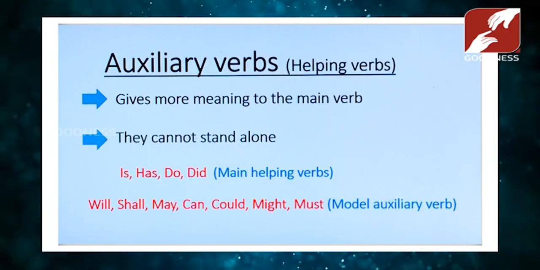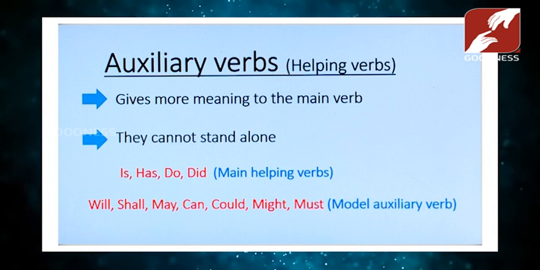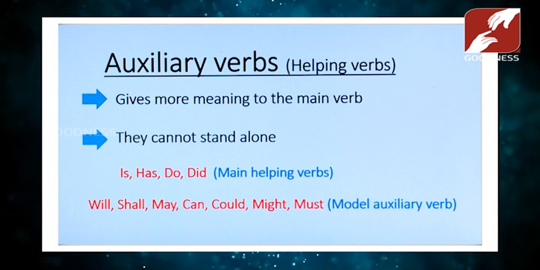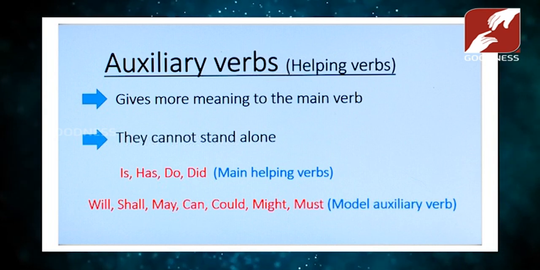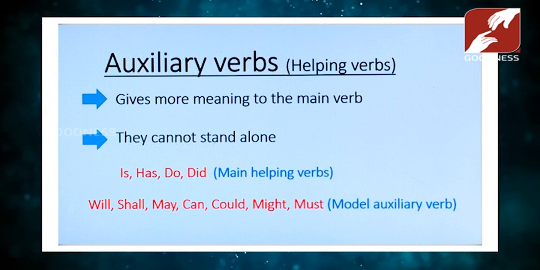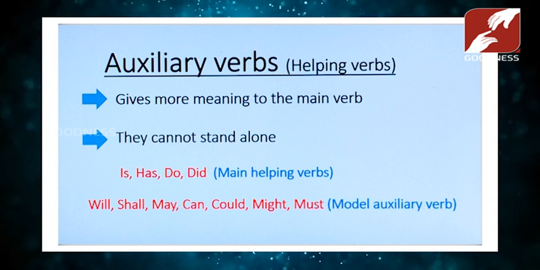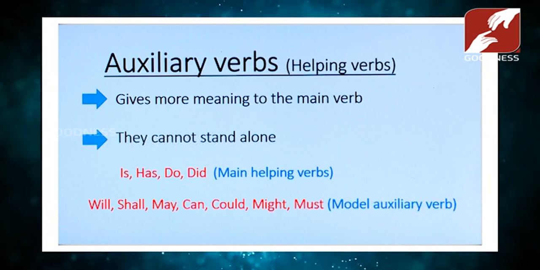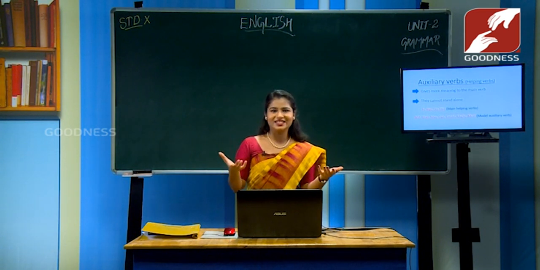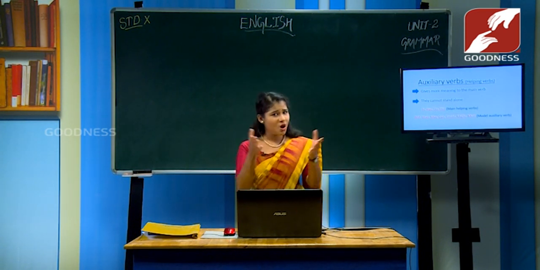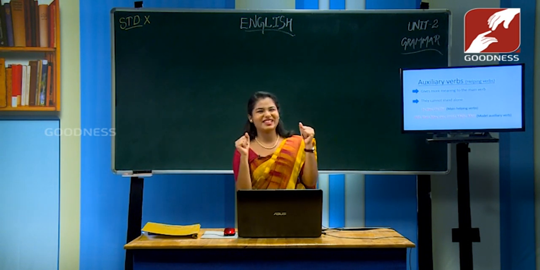And one of the specialities of these verbs is that they cannot stand alone. They always depend on the main verb for what? In order to give a meaning to the main verb. And see here, is, has, do, did are all main helping verbs, and will, shall, may, can, could, might, must are all modal auxiliary verbs. Is it clear for you? Yes. Now, let us see in detail what modal auxiliary verbs are. Are you ready? Yes. Then come along with me.